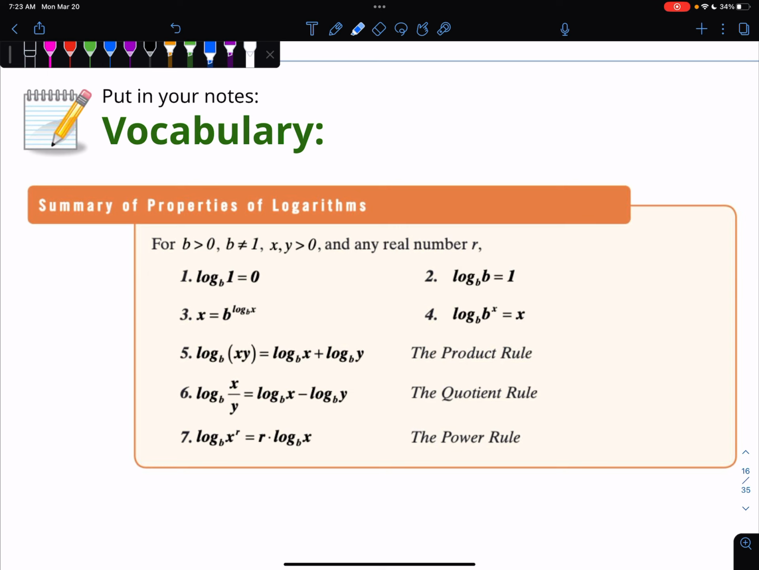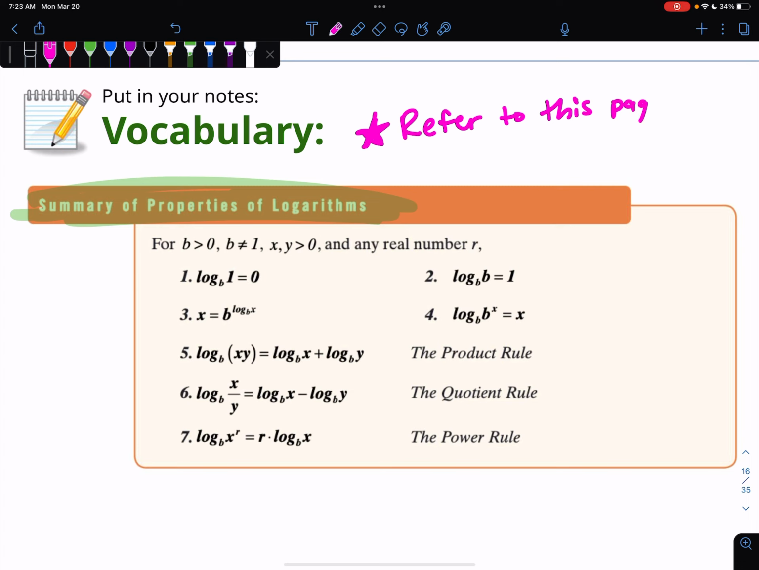So here we go. Summary of properties of logs. These are a summary of what we've done so far, all summed up in one page. If there's one page to remember or refer back to, refer to this page when stuck, while doing homework. If you get stuck, you can refer to this page. It should be able to help you.